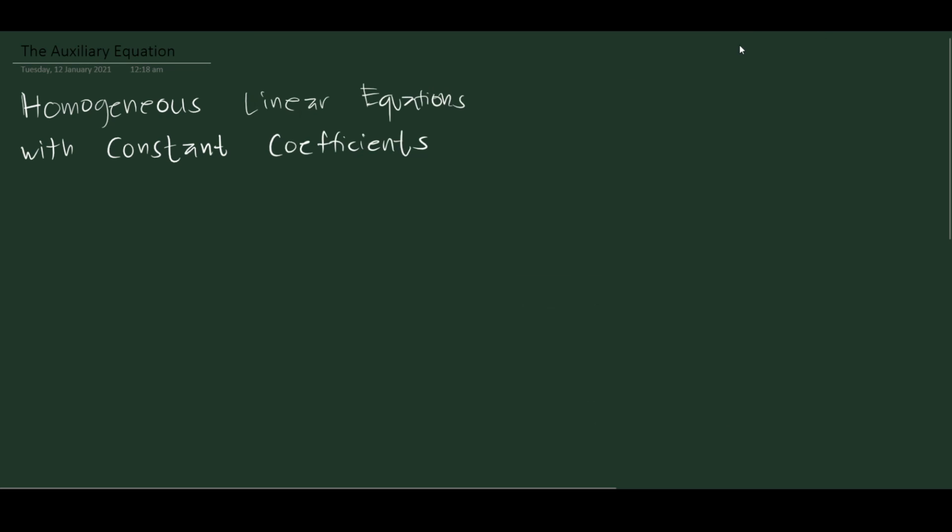Okay, hello everyone. So this is lesson 3.3 all about homogeneous linear equations with constant coefficients. By now we know that there are different techniques to solve different classifications of differential equations. For this particular classification, we are going to use the auxiliary equation method.